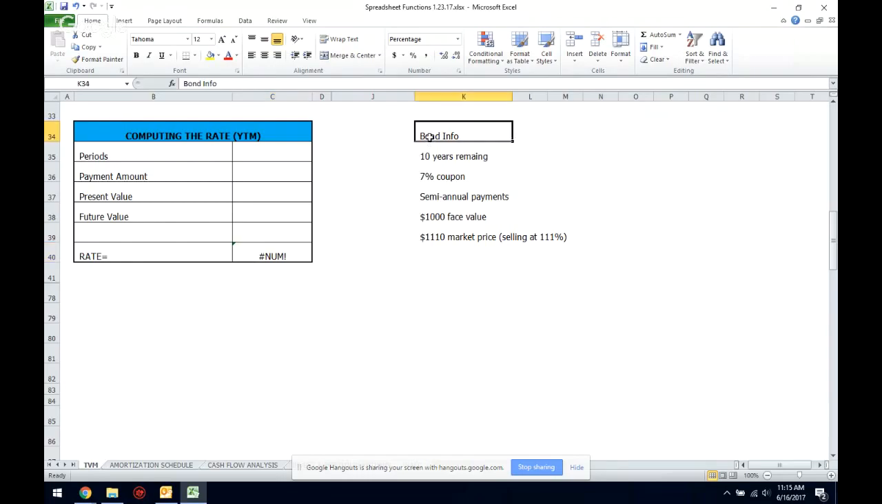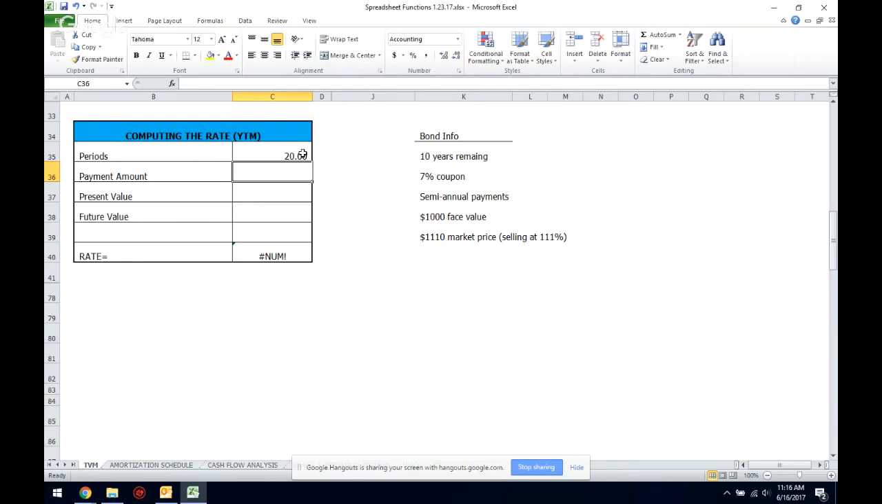So here's the bond info that we have over here in column K, and let's just fill this in. We have 10 years remaining on the bond, 7% coupon, semi-annual payments, so that's going to cause a little bit of work for us. $1,000 face value, and we have $1,110 market price, or it's selling at 111%, or you'll just see it selling at 111. So let's figure this out. We have how many payments left? 10 years remaining, semi-annual, gives us 20 payments.